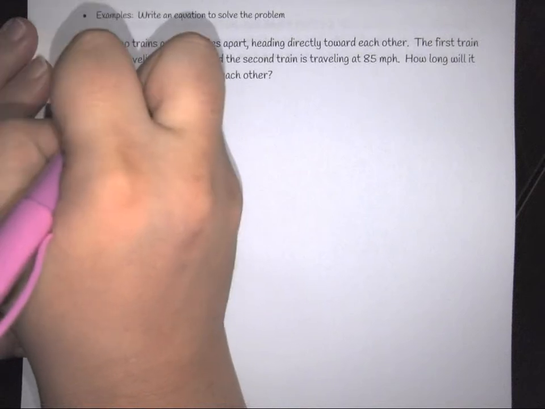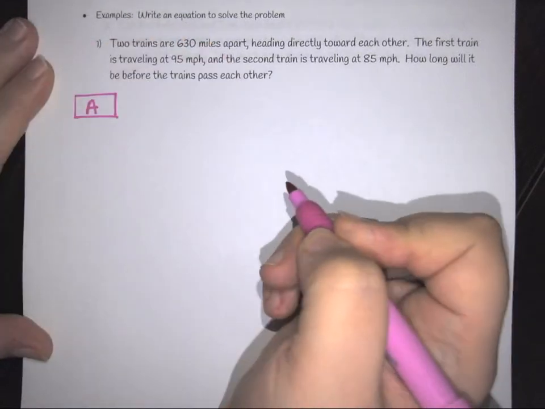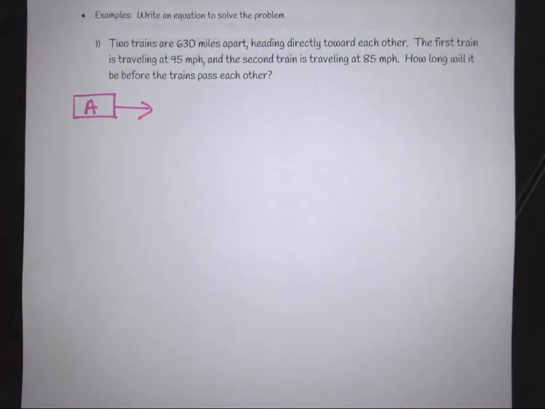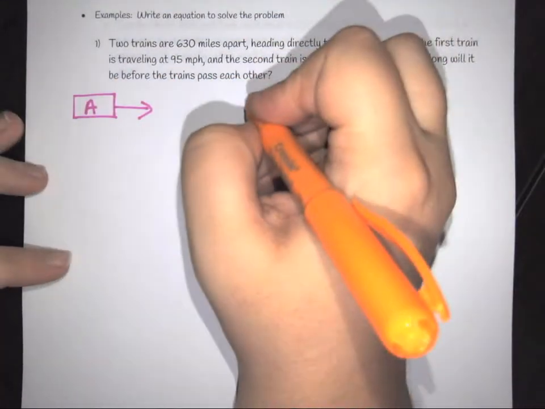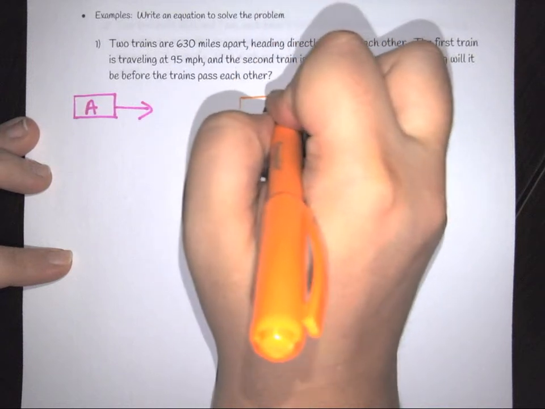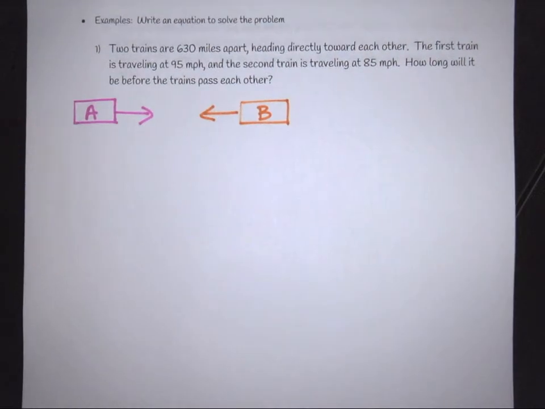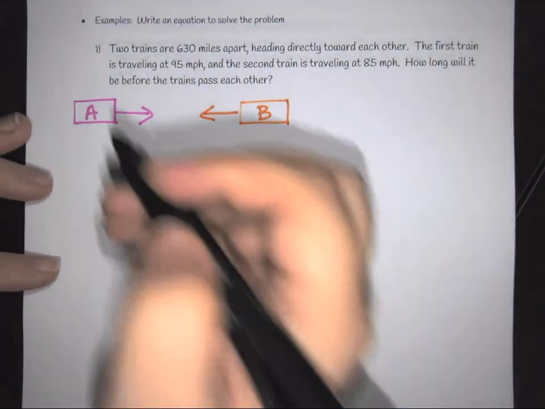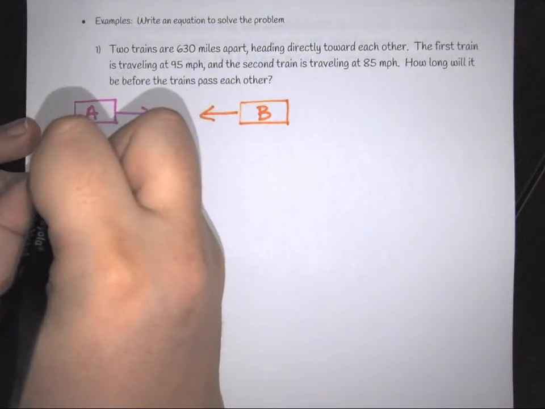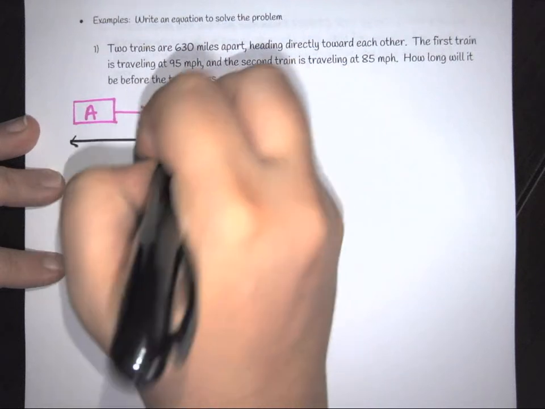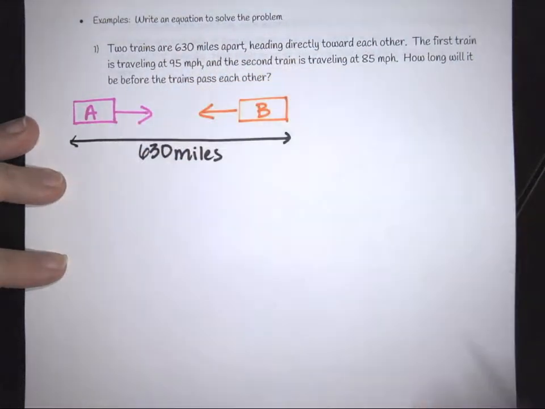I have two trains, so we're going to start with our first train. So this is train A. And what I know about train A is that he is traveling in this direction. Okay. And then I have a train B. So here's my train B, and he is traveling in this direction. And I know that because they're traveling towards each other. And I also know how far apart they are. So if I'm looking at my total distance here, I am told that this is 630 miles.